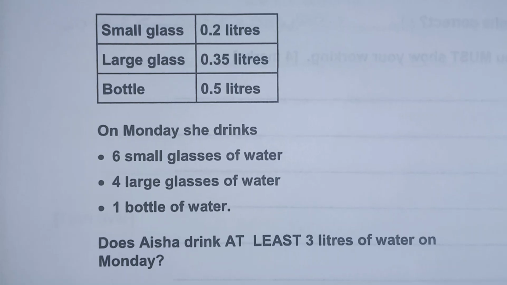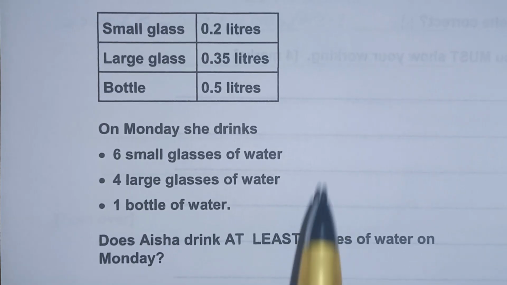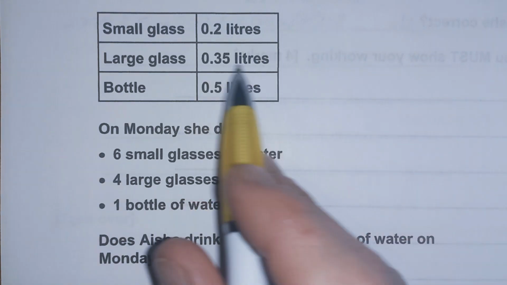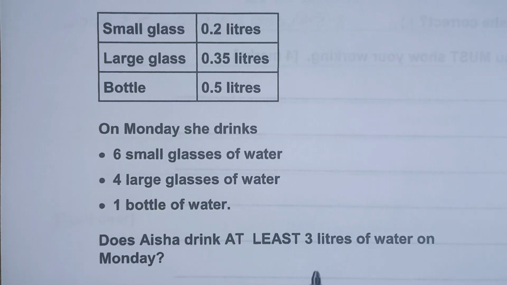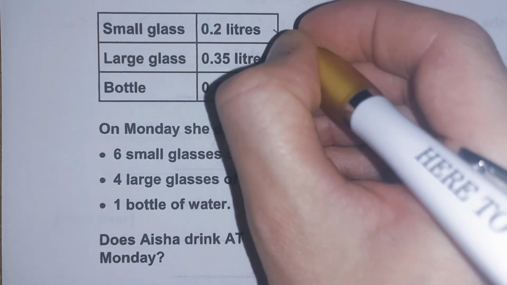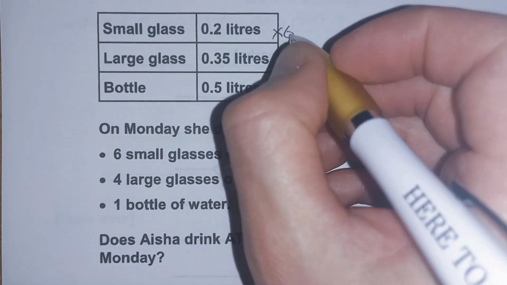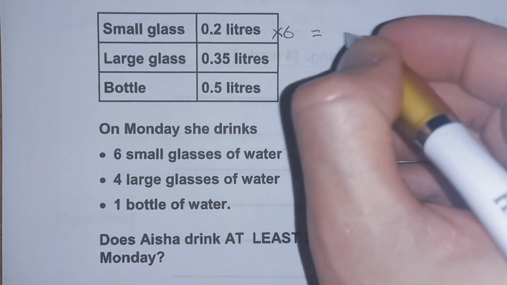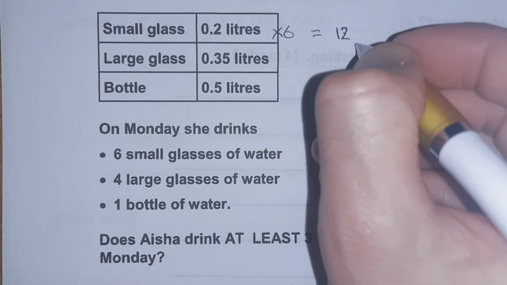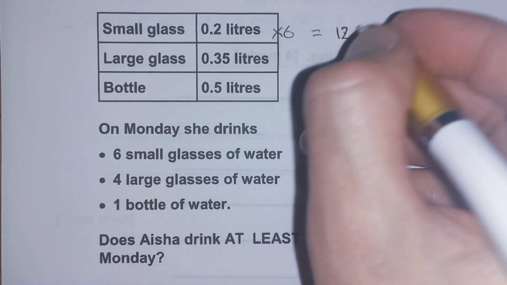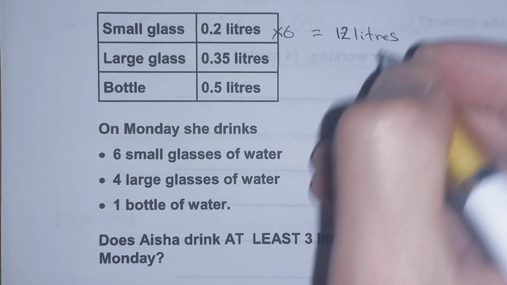Right, so we can probably do it from here, I think. So 6 small glasses of water. What we need to do is multiply this by 6, multiply this by 4, and this by 1, add it all together, and then compare it to 3 litres. So 0.2 times 6. Well, the best way to do it is to think, if we do 2 times 6, 2 times 6 is 12. Oh, giving the answer away. 2 times 6 is 12. But we've got 1 decimal place, so we put that back in there to make it 1.2 litres.